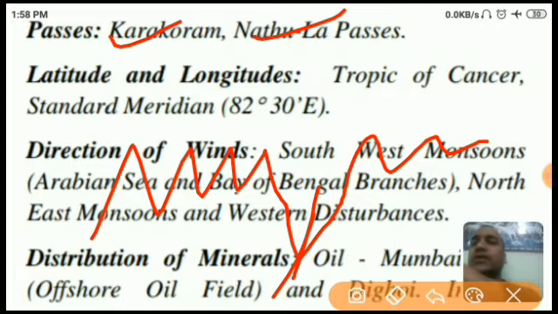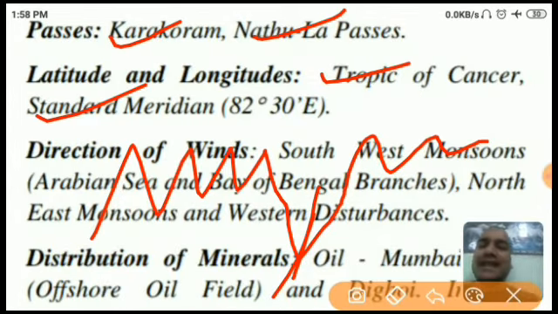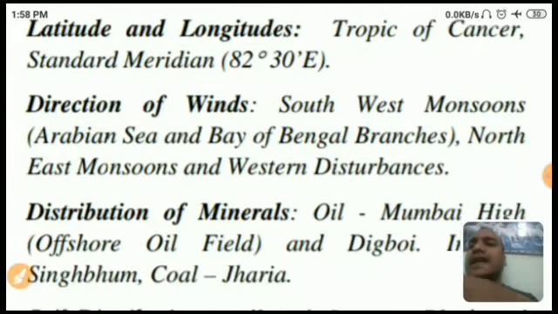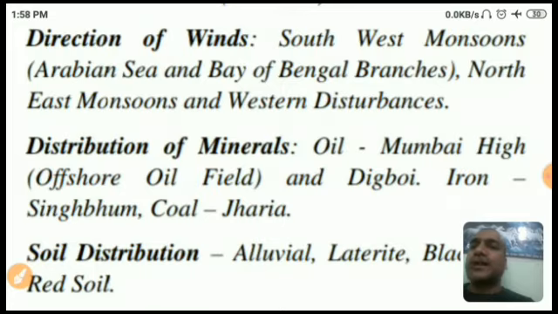Next one is the latitudes, which is also studied in class 9th. In the latitudes, we have only two: Tropic of Cancer and Standard Meridian, which is 82 degrees 30 minutes east. So I hope you are understanding what I am explaining to you.